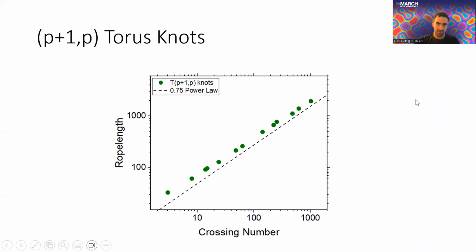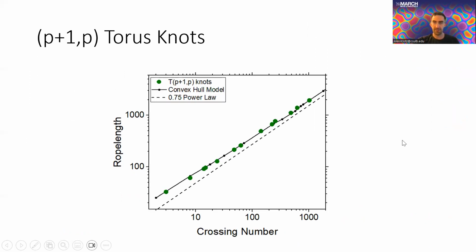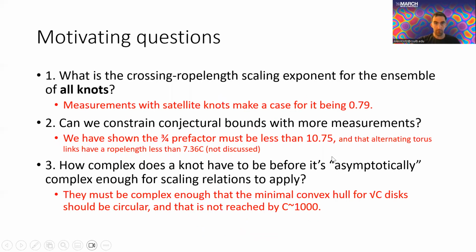So here's the data from our rope length computations, and here are the results of that minimal convex hull model. I generated the data before I came up with this model. When I saw this, I'm sure you can imagine I was pleasantly surprised. So going back to my motivating questions, can we find an exponent for the ensemble of all knots? Not yet, we can't, but I think this satellite 0.79 thing is intriguing.